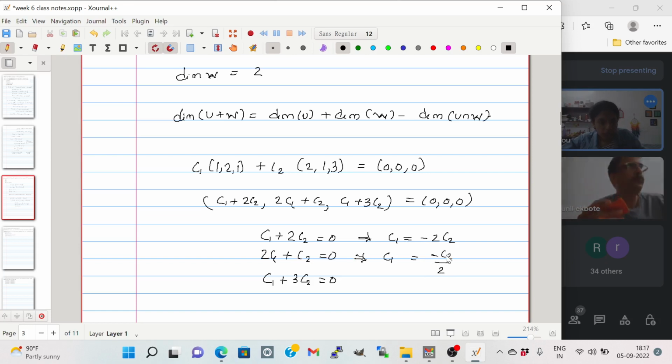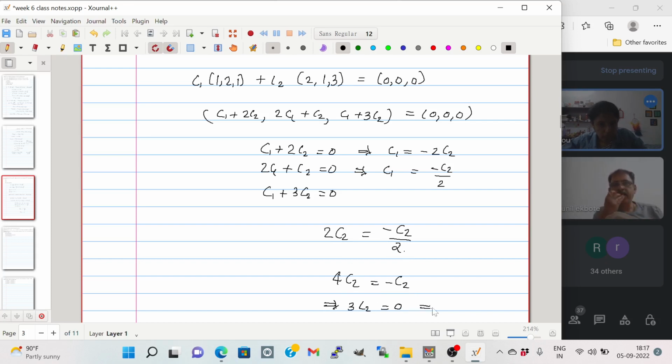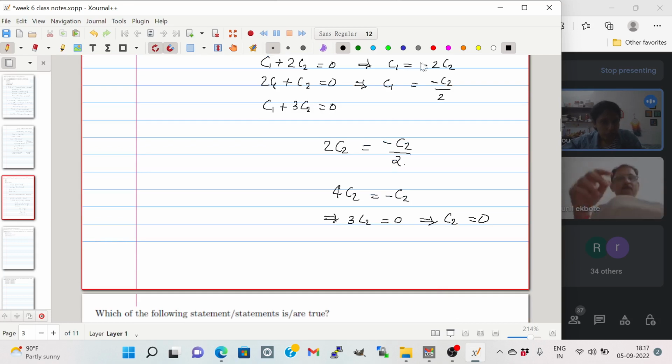Okay. So we will check these two conditions. C1 equals minus 2C2 and C1 equals minus C2 by 2. So we can equate these two. That means 4C2 equals minus C2, which implies 3C2 equals 0. The only possibility is C2 equal to 0. Since C2 equals 0, C1 is also 0.